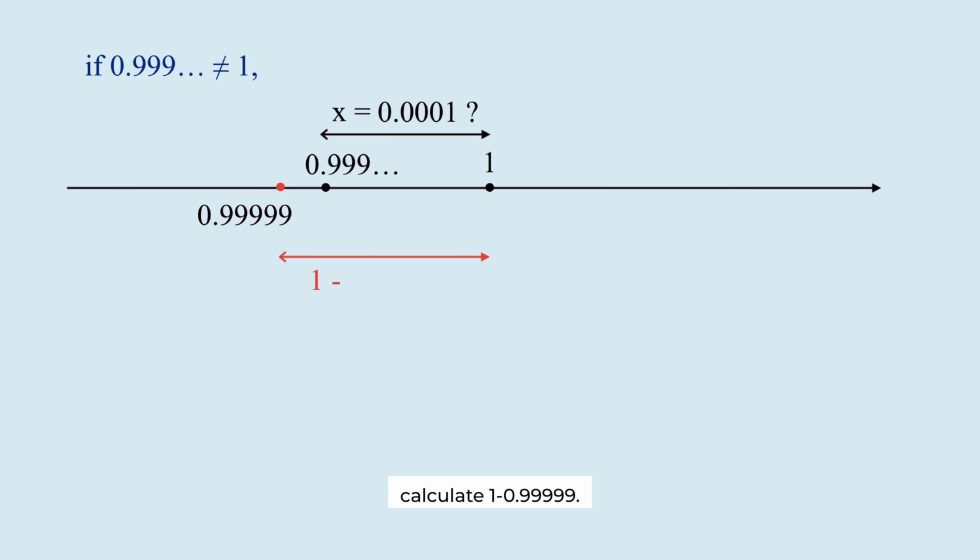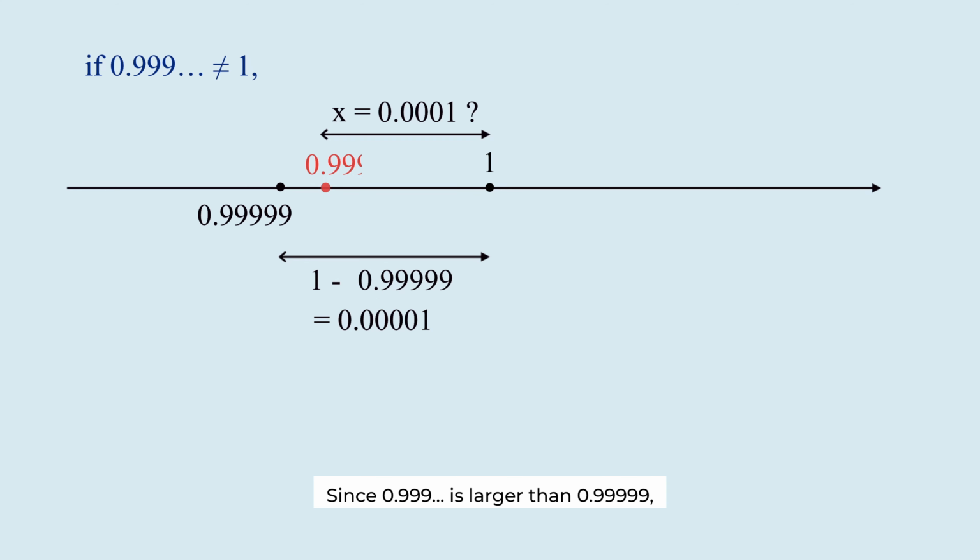Could x be 0.0001? Calculate 1 minus 0.99999. It is 0.00001. Since 0.9 repeating is larger than 0.99999, x must be less than 0.00001. X can't be 0.0001 either.